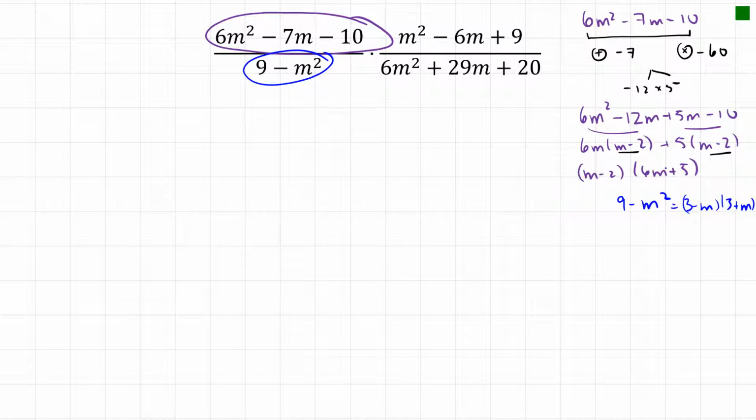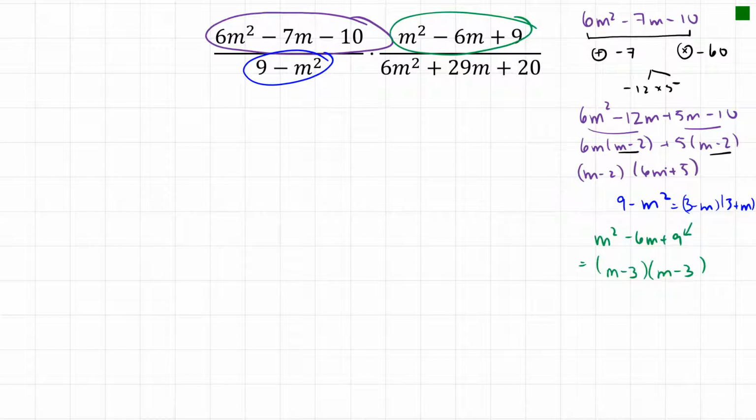Moving on to the numerator, over here I have m squared minus 6m plus 9. Simple trinomial factoring. So what multiplies to give me 9 is 3 and 3, and what adds together to give me negative 6, they both have to be negatives. So m minus 3 times m minus 3.